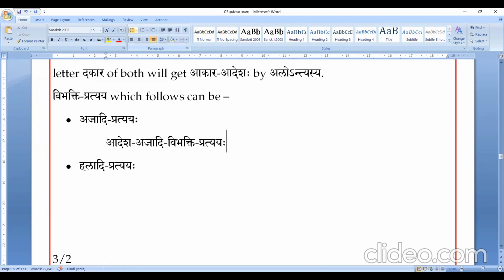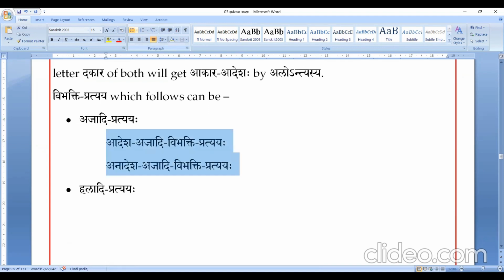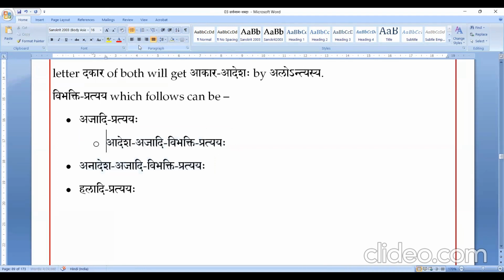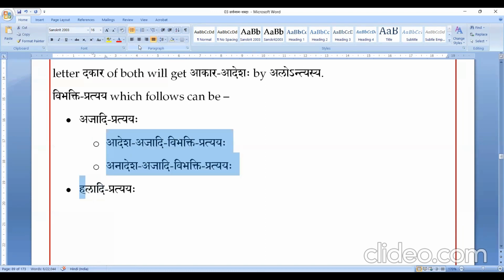Now you will understand, but later when it is not written, that's why even I have not written. I taught like this, but I have not written. That's why we have to reinvent them. Anadesha Ajadi Vibhakti Pratyaya. So Ajadi Pratyaya follows, that could be Adesha Ajadi Vibhakti Pratyaya or Anadesha Ajadi Vibhakti Pratyaya.